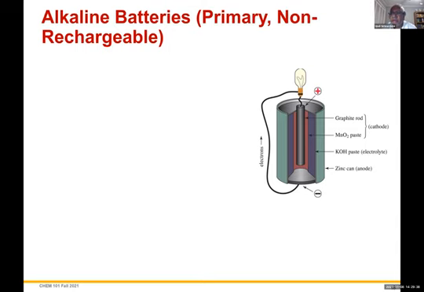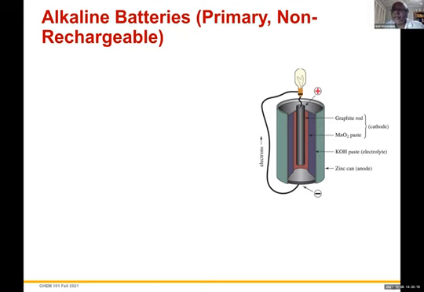Zinc dissolves, producing zinc plus. Manganese dioxide is the cathode. Cathode is where reduction takes place. Manganese 4 oxide gets reduced. Let's look at this. The carbon electrode is not participating in the reaction. It is just a device to transfer electrons to the electrode.